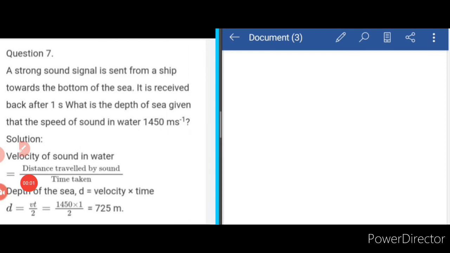So far we have seen 6 solved problems and 7 numerical problems at the book back exercise. So totally we have covered 13 numerical problems. Please do copy these 13 numerical problems in your classwork. You can check the PDF. I have uploaded the PDF for the lesson Acoustics. See the PDF and copy these numerical problems.